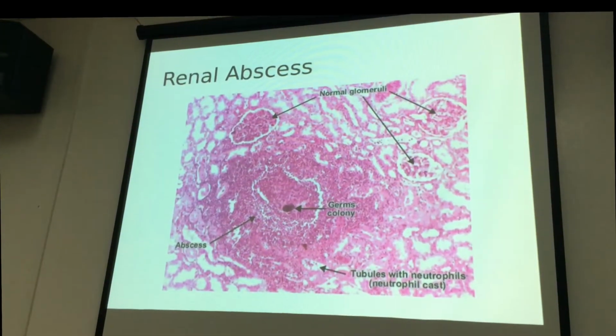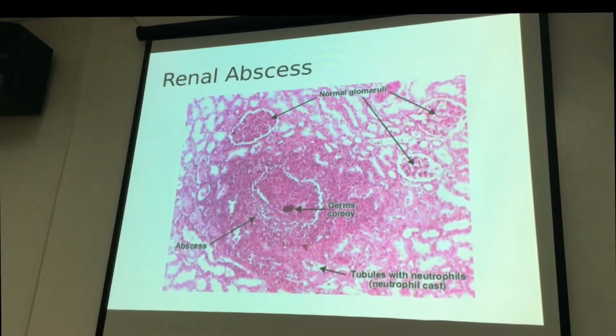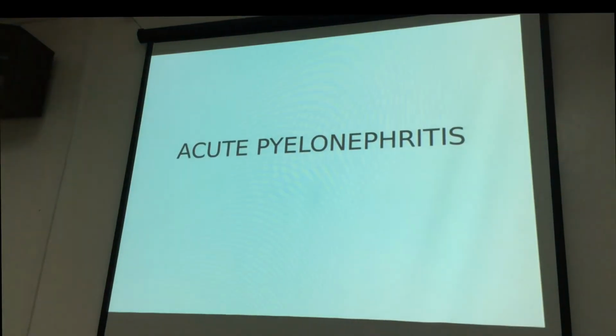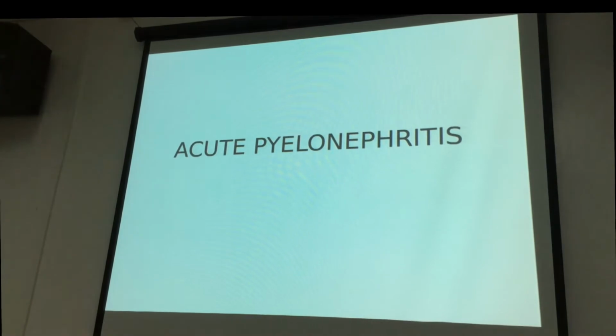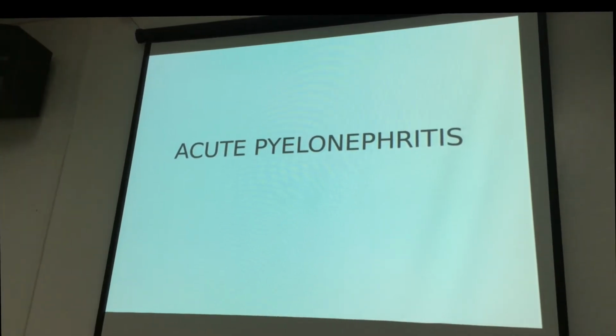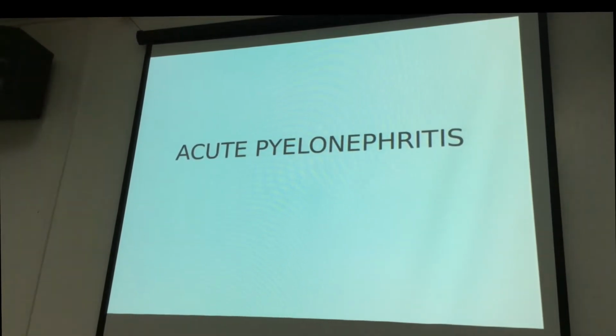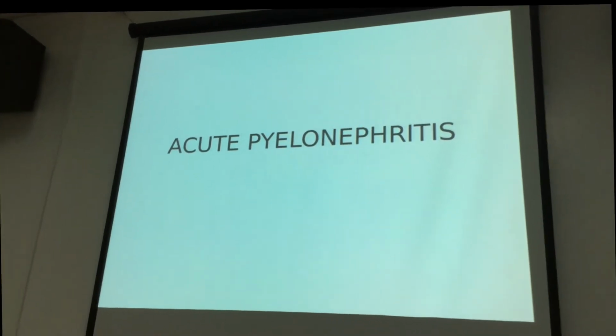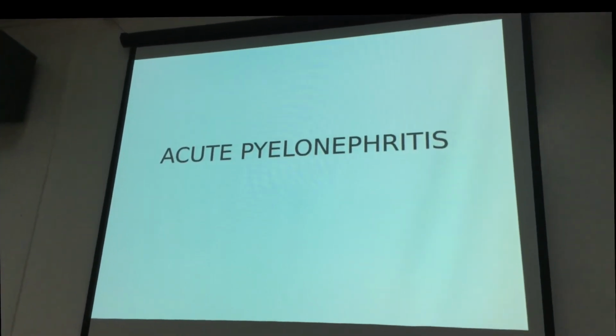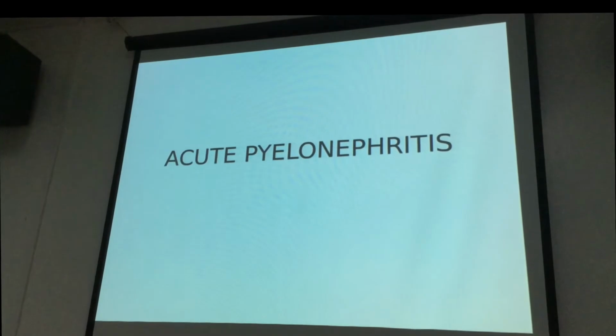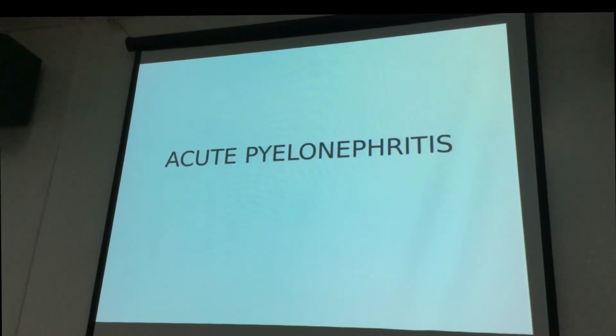We'll just move on. Next slide. Renal abscess. Your acute pyelonephritis is the initial condition that eventually proceeds to become renal abscess when the bacterial agent is not being treated.